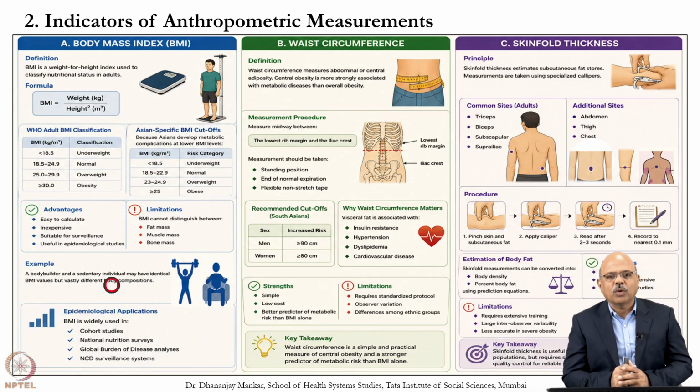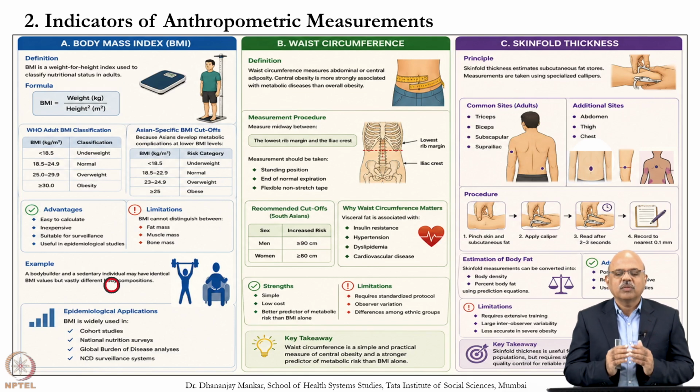Now we will concentrate on waist circumference. Waist circumference measures the abdominal or central adipose tissue. The reason for this is that it points more towards central obesity. Central obesity is more strongly associated with metabolic diseases than the overall obesity. The reason is that if you have a central obesity, it is having more concentration towards the metabolic diseases.